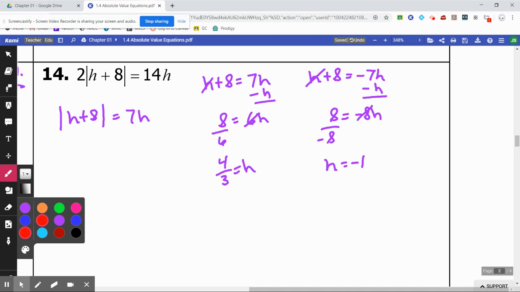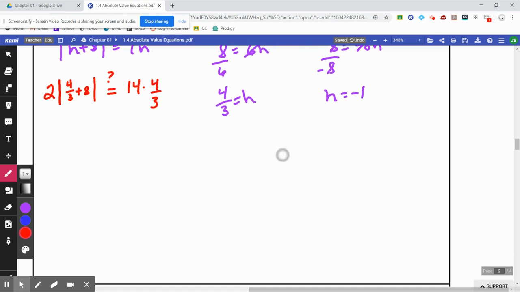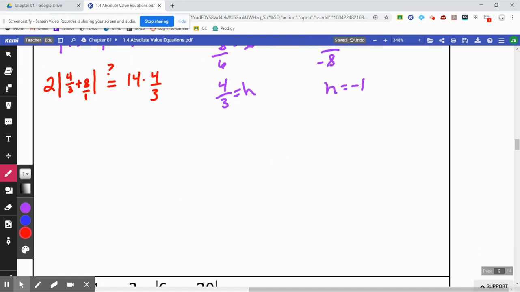Change colors. I'm going to plug in first off the 4/3. So you have 2 times the absolute value of 4/3 plus 8. I'm going to put an equal with a question mark about it, 14 times 4/3. The left side, 4/3 plus 8. Do 8 over 1. Get a common denominator by multiplying top and bottom by 3. That would be 24 over 3. 4 and 24 would be 28 over 3. The right side, question mark, that's going to be 56 over 3.